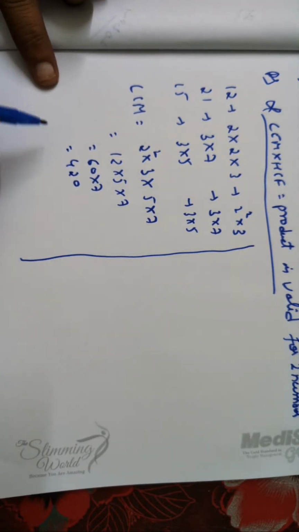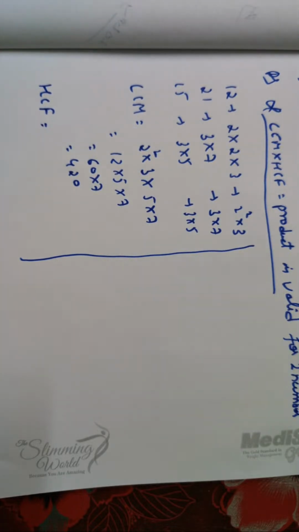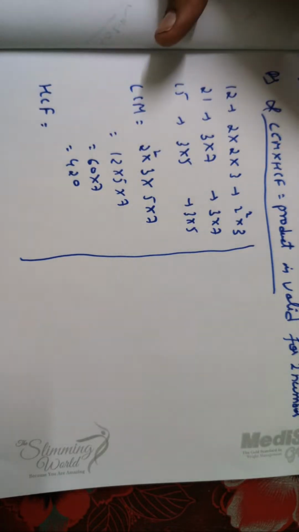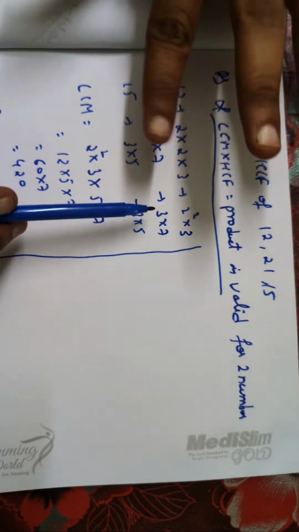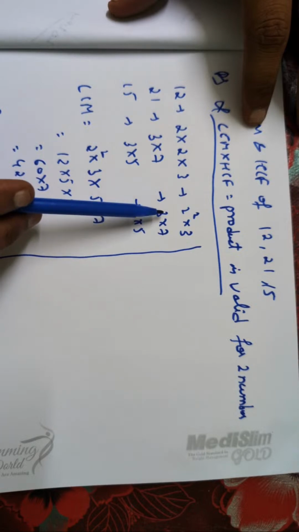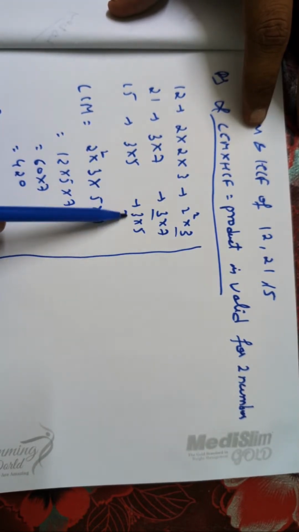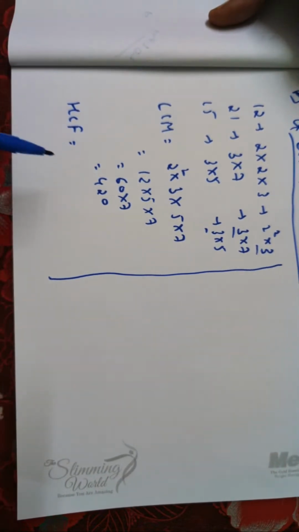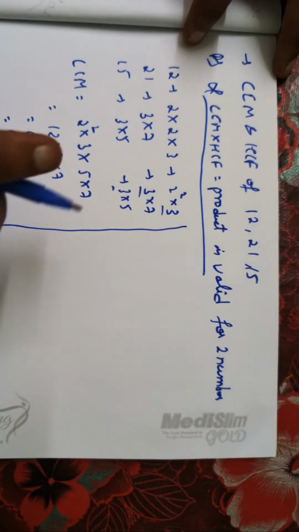So LCM is 420, whereas HCF should be the highest common factor in all 3 cases. So whichever is common here: 2 square, 2 itself is not present in all, so let's leave out 2. What about 7? It is present here and not present there. 5 is the same. The only common one is 3. So the HCF of these 3 numbers is 3. Let's solve LCM using another method, which is the division method.